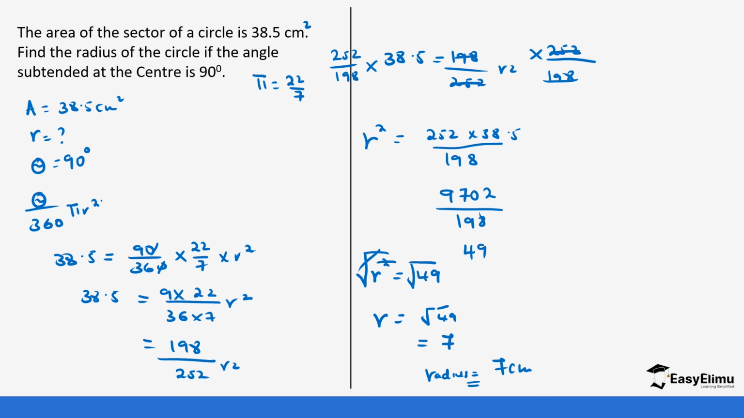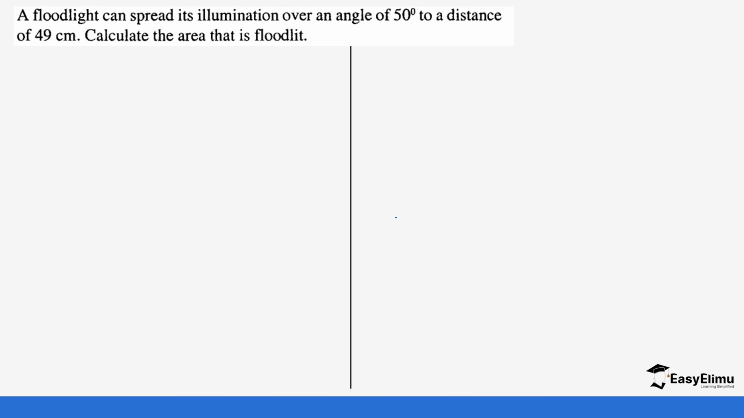Let's do a few more practice questions. A floodlight can spread an illumination over an angle. So we're assuming our flashlight might be here. When it illuminates naturally, it forms a sort of sector, over an angle of 50 degrees, and the distance was 49 centimeters. So from the flashlight to where it's illuminating is 49 centimeters, which is going to look like our radius. Calculate the area of the floodlight.